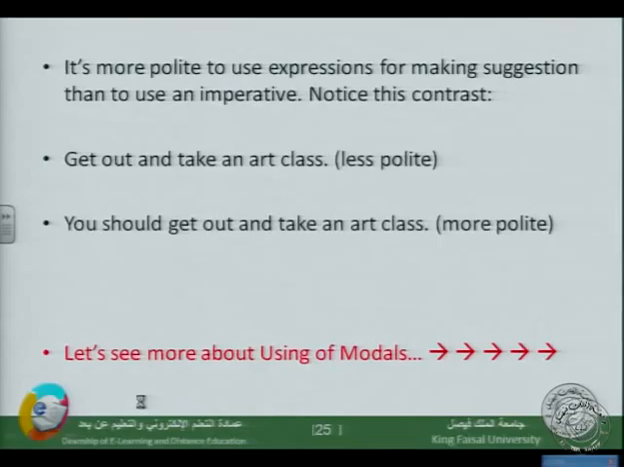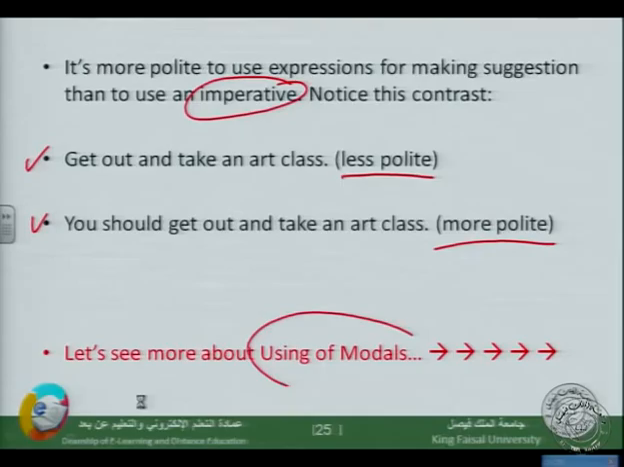It's more polite to use expressions for making suggestions than to use an imperative, which is the command. So you must use the tone of suggestion more than the tone of command. Notice, and here it gives us an example. Get out and take an art class. This is less polite. But if you want to make it a suggestion, you should get out and take an art class. So this is more polite.